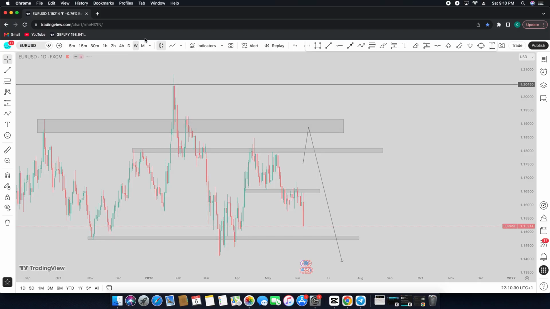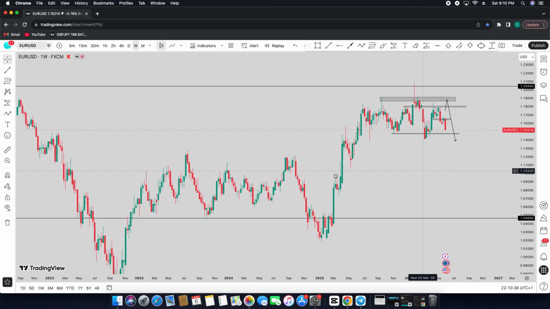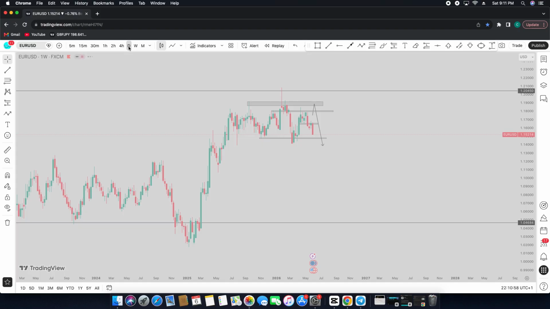So let's start from the weekly time frame and see what the weekly market structure is doing. As you can see, the weekly is still rejecting the resistance level. We have a resistance level, we have the major support level, then we have the pullback phase. So on this pullback phase on the weekly time frame, let's see what the market did on the daily time frame.